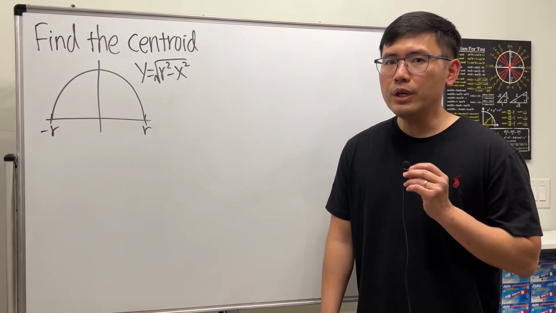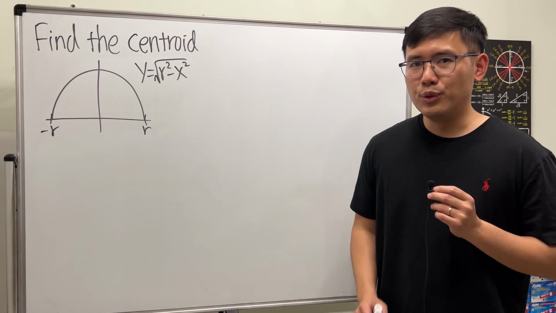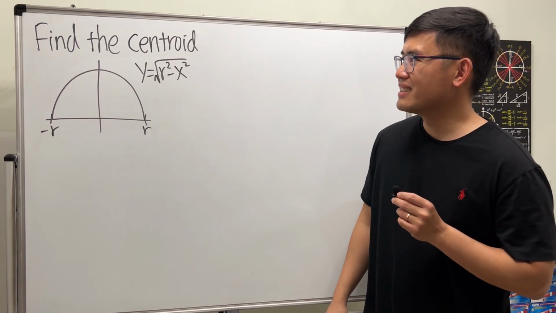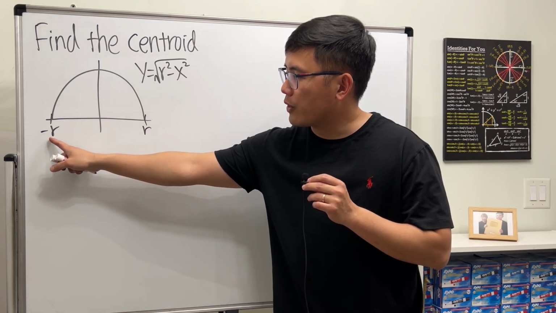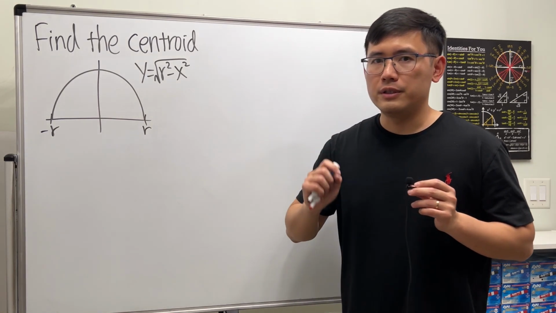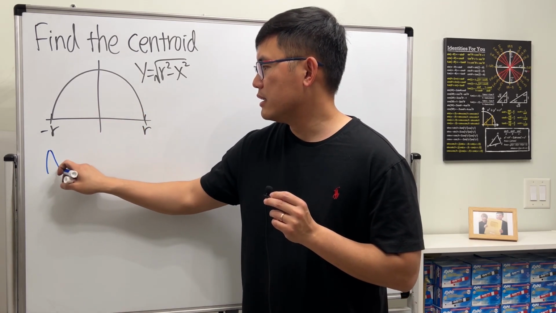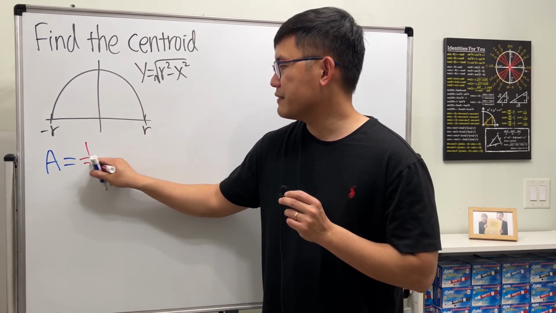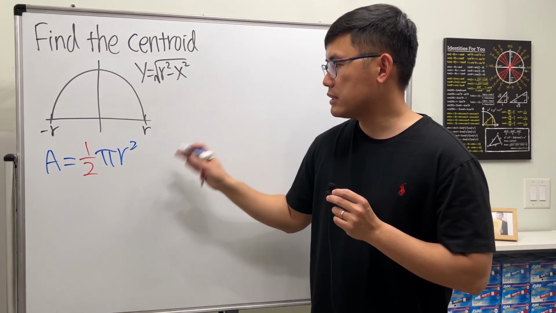Let's talk about how we can find the centroid of a semicircular plate. And of course, we'll be using integrals. Check this out. Here we have the equation of a semicircle, and we are going to go from negative r to r. First, we need the area of this region, which is just a semicircle, so it's just 1/2 times the area of a circle. That's pi r squared. Done.